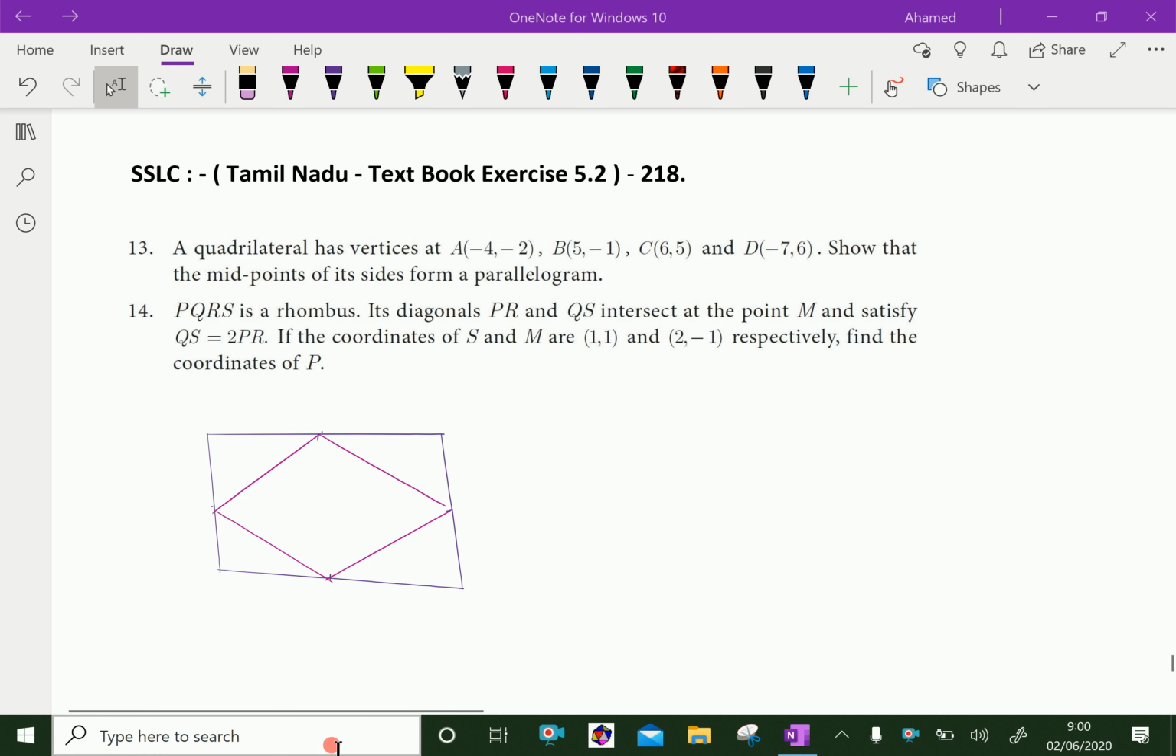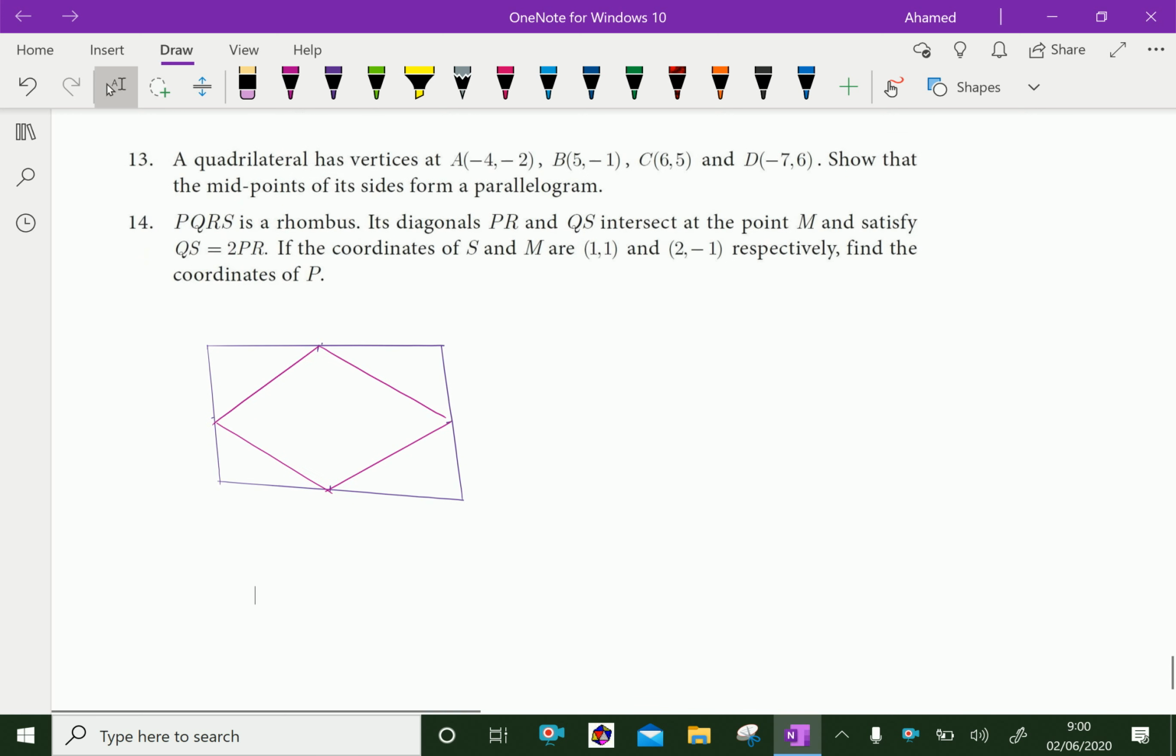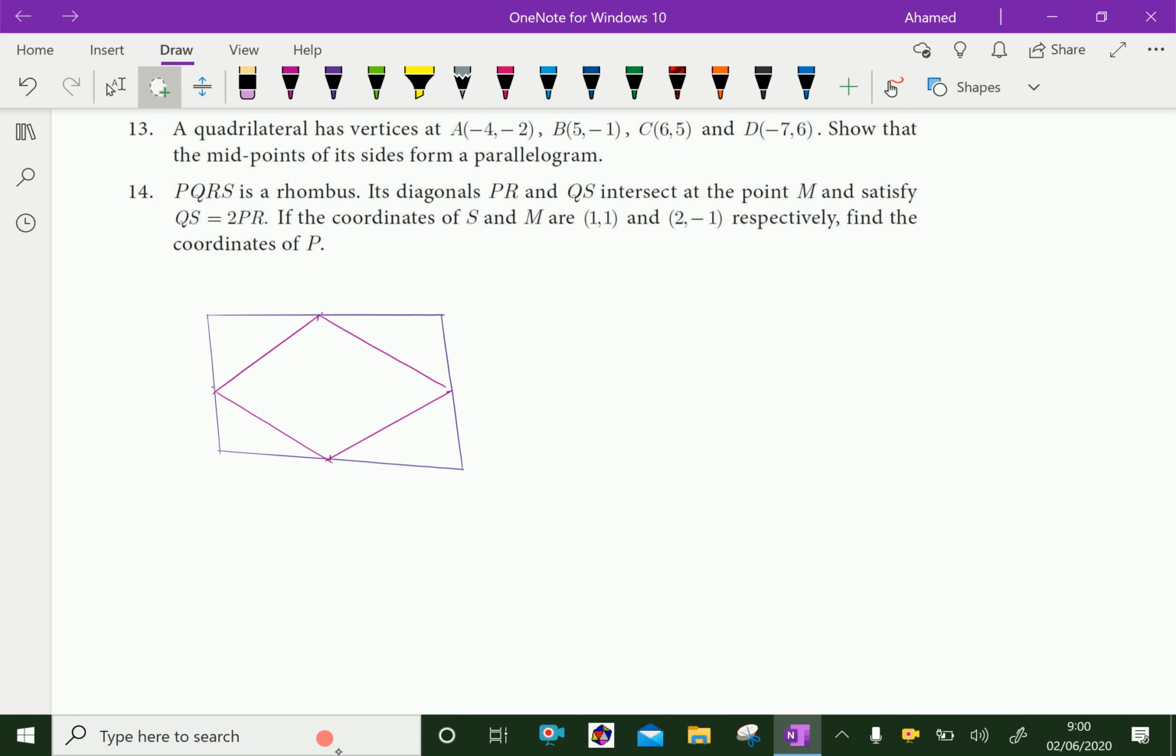Here, let ABCD be the quadrilateral. The midpoints of the sides AB, BC, CD and DA are E, F, G and H respectively.